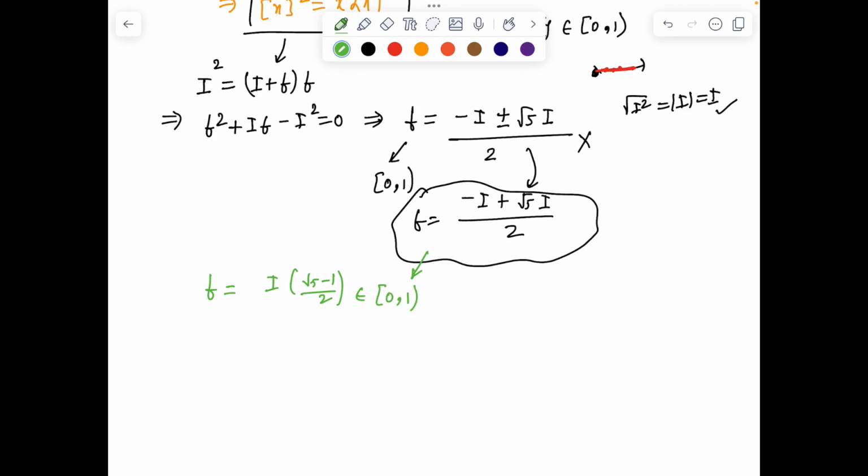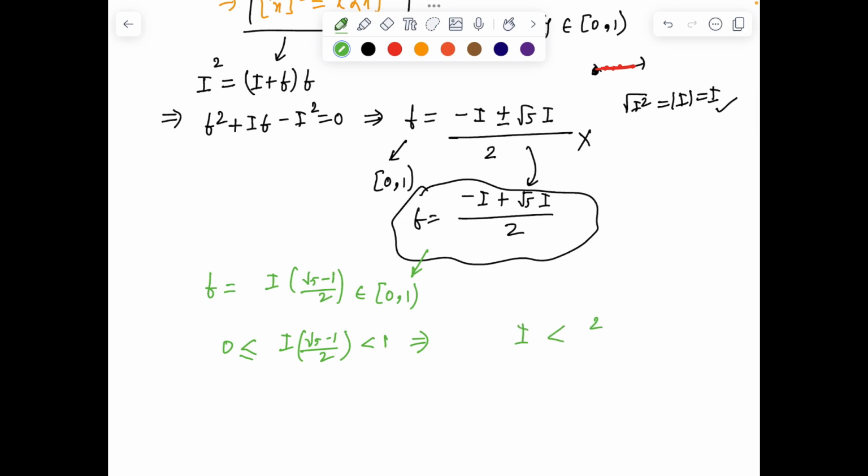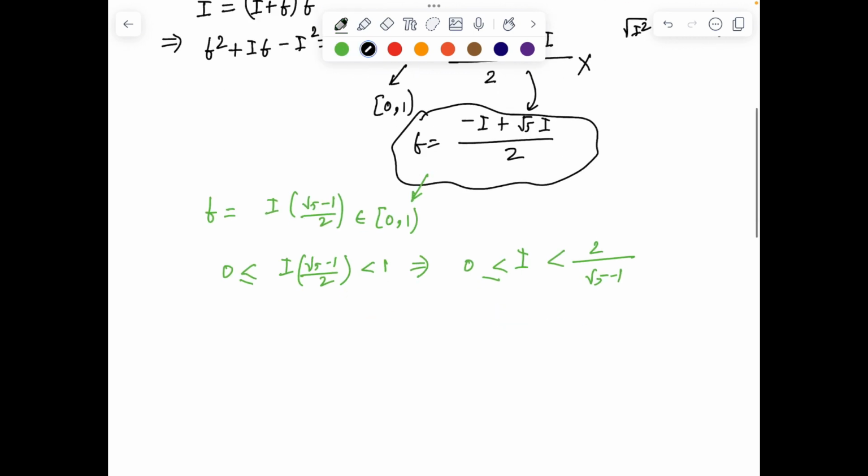So that gives me I times root 5 minus 1 by 2 will range from 0 to 1, which implies I will range from 2 over root 5 minus 1 to 0. And by virtue of this I can rationalize: root 5 plus 1, this guy is going to be 4. So root 5 plus 1 by 2. Now root 5 is 2 point something, plus 1 by 2, so that gives 1 point something. So for an integer between 0 and 1 point something, the only possibilities of I are 0 and 1.